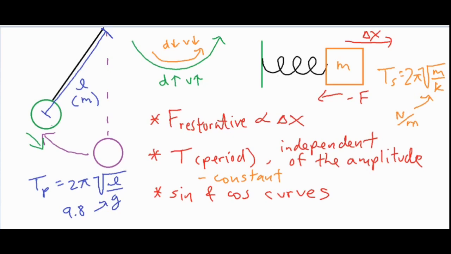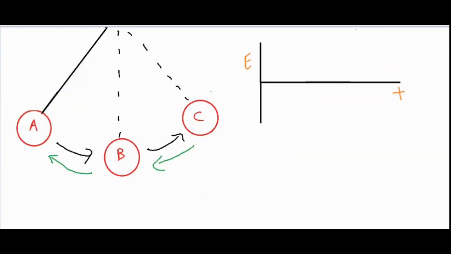So using either one of those formulas, you can go ahead and find the period, the amount of time it takes to complete one full cycle for each of those oscillating systems. So now let's go ahead and focus on the pendulum and take a look at an energy versus time graph after we talk about some important values.